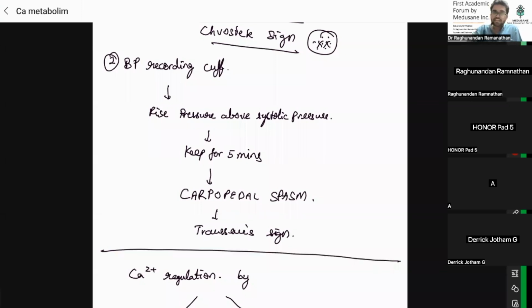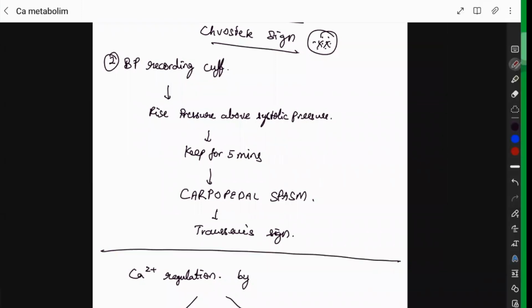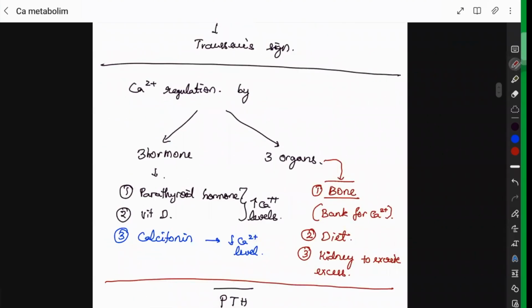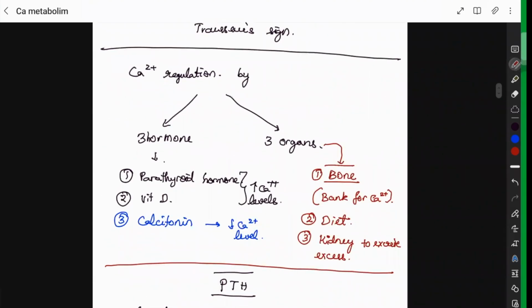So you understand that the free calcium ion is what is going to be active in your body. Then what are the things that are going to regulate your calcium ion? There are 3 hormones and 3 organs. Remember it like this: you have 3 hormones, you have 3 organs.